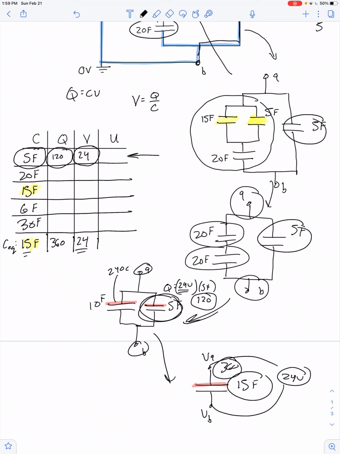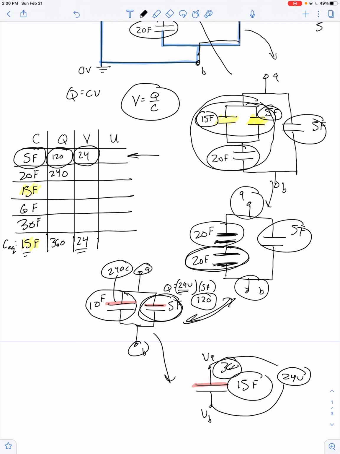Okay, now when we trace that back to the previous diagram, where's that 240 coulombs? Well, it's here, but it's also the same on every plate, because that's how it works when you have capacitors connected in series. There's charge by induction taking place. So if there's 240 coulombs on this equivalent capacitance of 10 farads, that means there's 240 coulombs on the 20 farad capacitor and shared or divided up on the combination of the 15 and 5 farad capacitors. So this 20 farad capacitor has 240 coulombs.